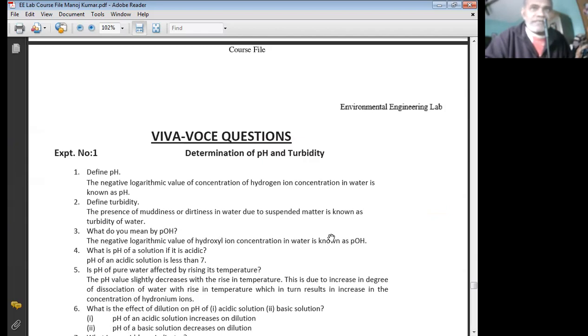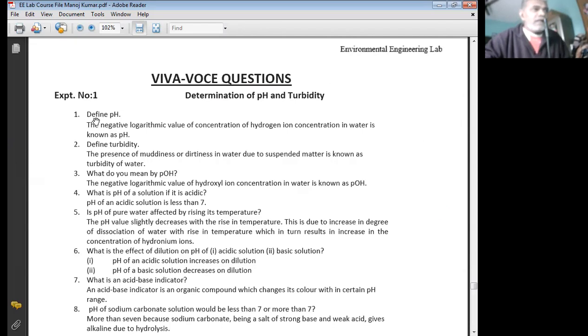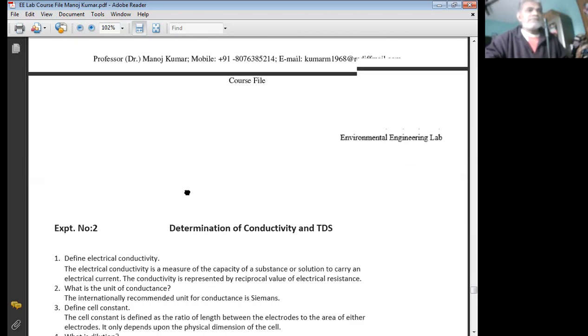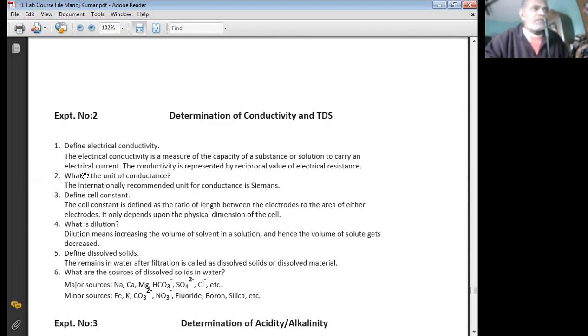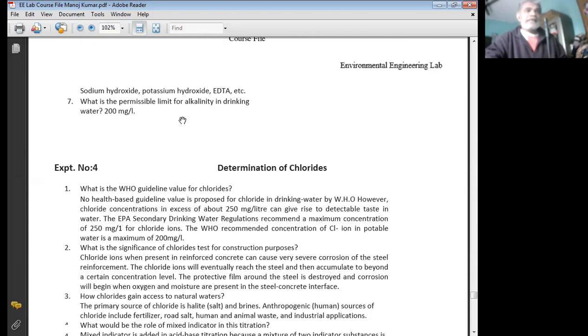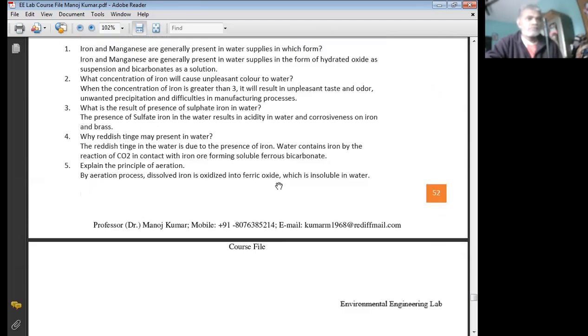These are the viva voce questions which are necessary for the student. The question and the answer are given here for experiment number 1. All the viva voce questions must be given. Experiment number 2, viva voce question and answer. Experiment number 3, viva voce question and answer. Viva voce questions in the practical are necessary. Hence, all the faculty must prepare the viva voce questions experiment-wise.